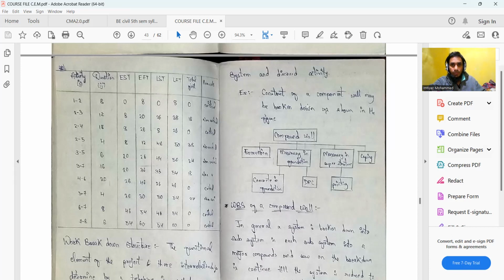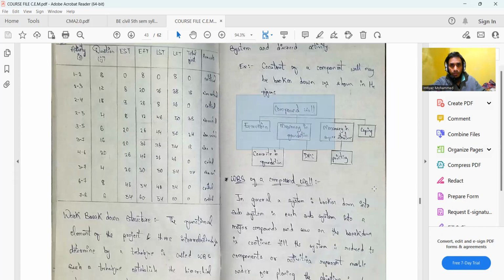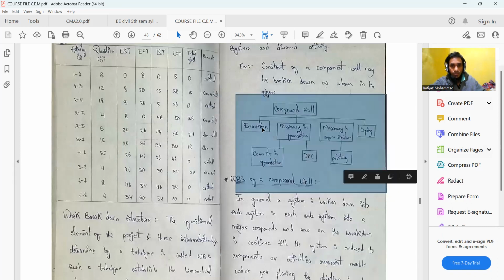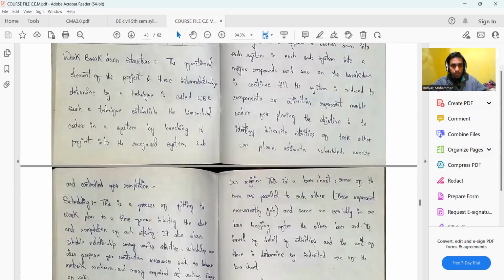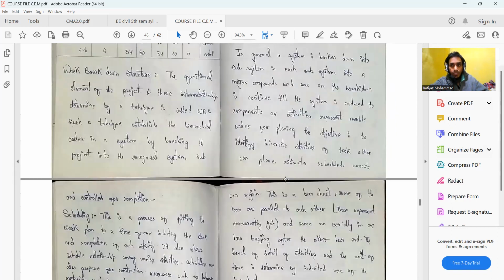For example, a compound wall can be broken down into these activities. You need to go for excavation, then masonry and foundation, which again has two related activities, concrete and foundation and damp proof course, then masonry and superstructure, pointing, coping. All these are activities which come under the construction of a compound wall. So this is a work breakdown structure.